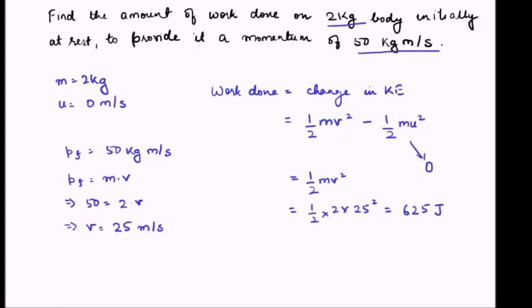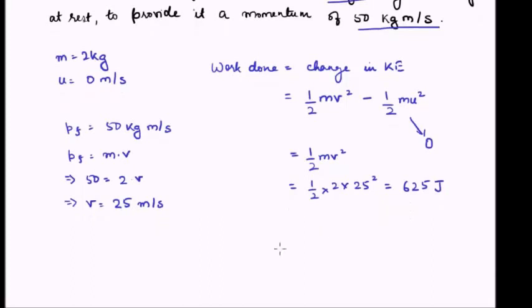Now let us do it by a second method, the relation which we saw a while back between the kinetic energy and momentum, which was that P is equal to root under 2mK. This is the second method.